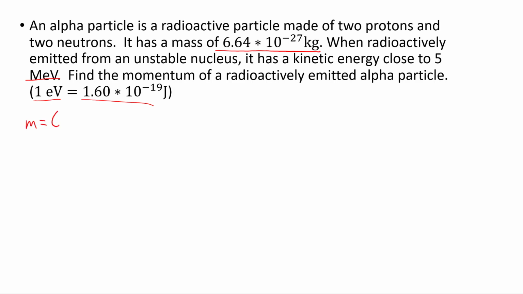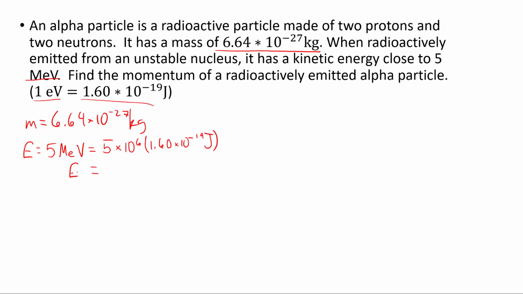So we're given our mass is 6.64 times 10 to the minus 27 kilograms. We're given our energy is 5 mega electron volts, but we need to convert that to joules in order to get sensible units, so let's convert. Well, 5 is just 5. Mega means 10 to the 6th, so 5 times 10 to the 6th. And then we're left with just electron volts. 1 electron volt is 1.60 times 10 to the minus 19 joules. If we multiply that out, our kinetic energy equals 1.6 times 10 to the minus 19 times 10 to the 6 times 5.